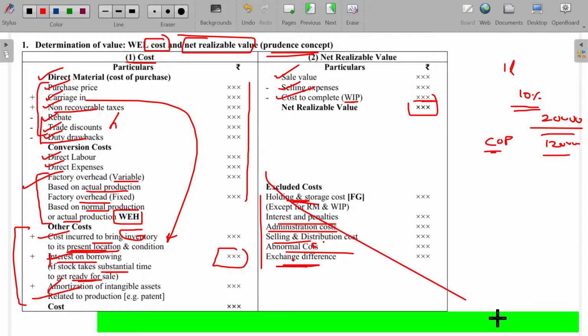Hope you are now able to understand what things fall under cost, what things are considered for NRV, and what should not be taken in.